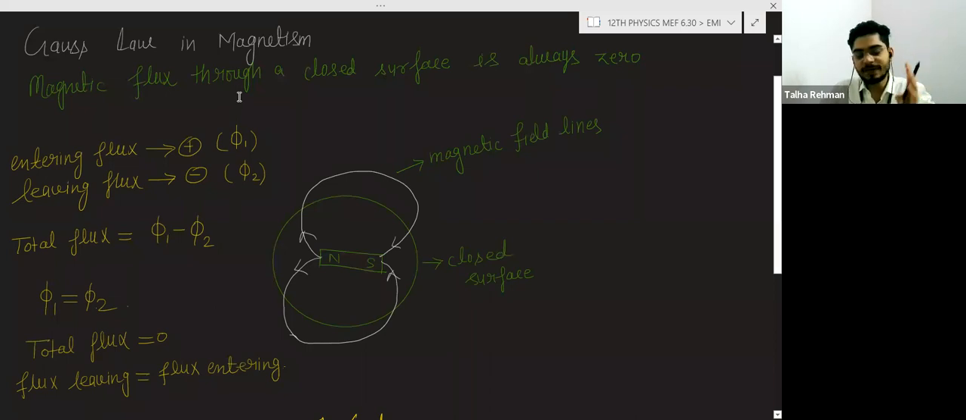Magnetic flux means the number of magnetic field lines. Magnetic flux through a closed surface is always zero, because magnetic field lines start from the north pole and terminate at the south pole.